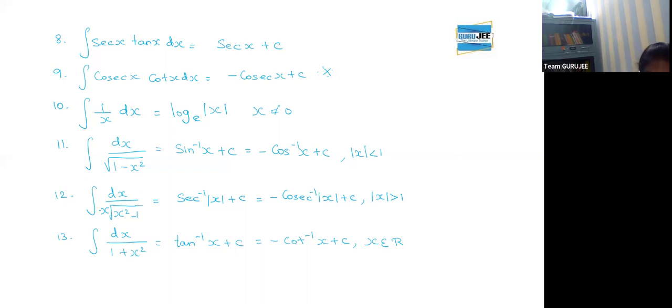If you have x outside your square root, we have sec inverse or cosecant inverse. Otherwise, if the square root starts with 1 minus, then straight away go to sine inverse.